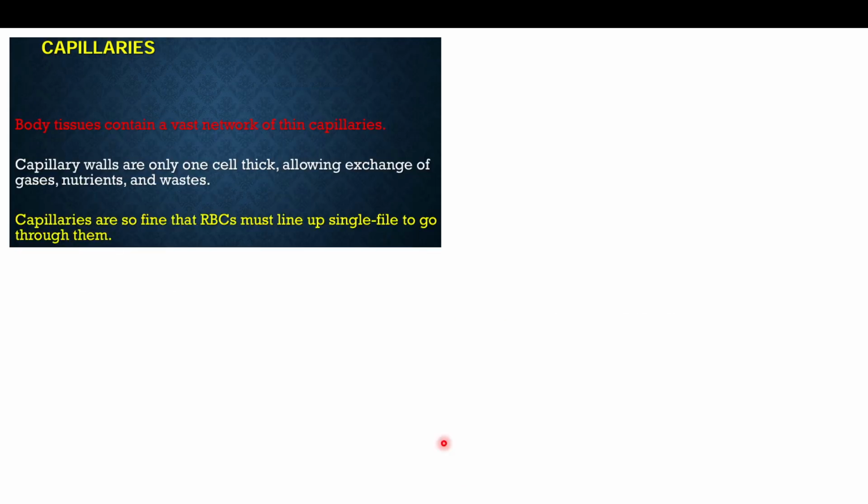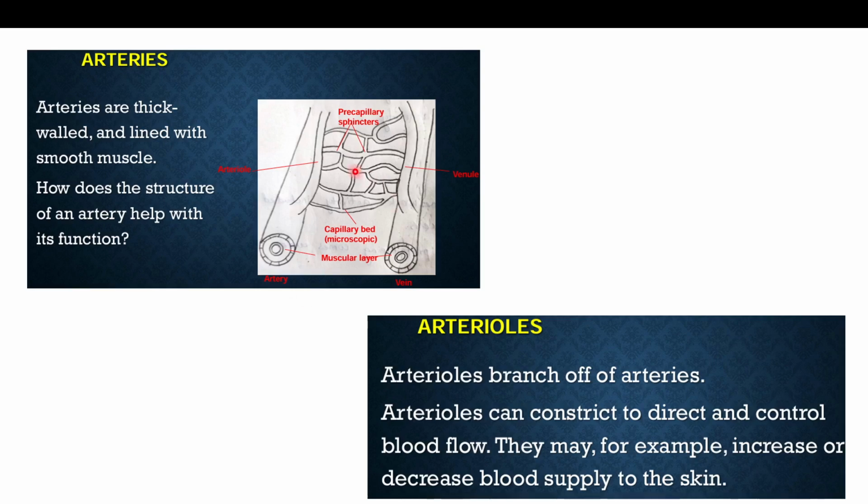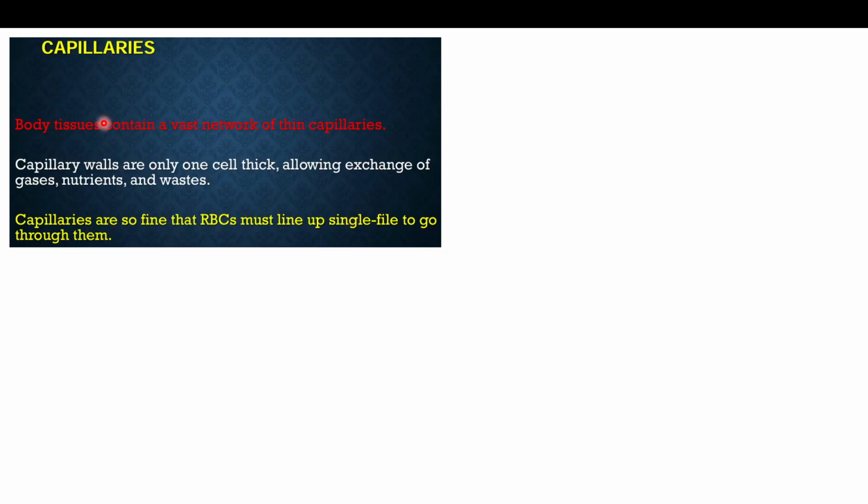Now, when we talk about capillaries, these are much thinner as compared to arteries and arterioles, and body tissues contain a very vast network of very thin capillaries. Capillary walls are only one cell thick, allowing the exchange of gases, nutrients, and waste materials. Capillaries are so fine that RBCs actually have to line up in a single line to go through them.